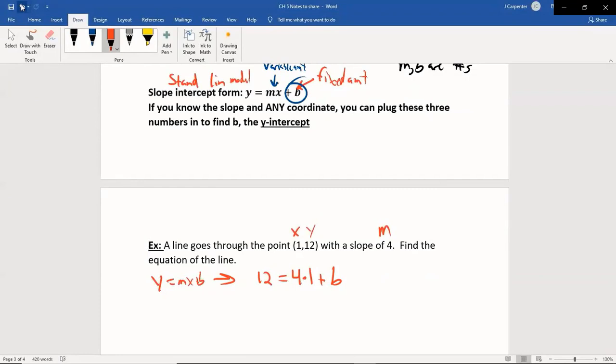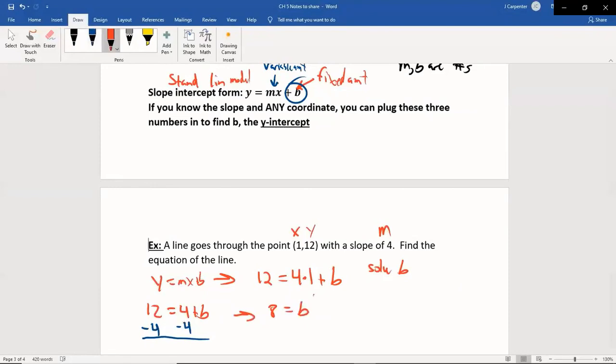But what we got to do here is solve for b. Well, 4 times 1 is 4, so that's 12 equals 4 plus b. I really hope you know how to do your algebra to solve this. I'm kind of scared if you don't. Subtracting 4 on both sides, 12 minus 4 is 8. So we get 8 equals b.